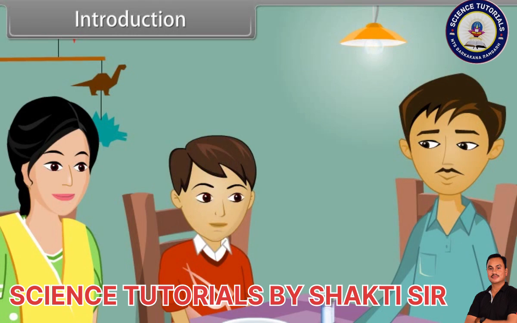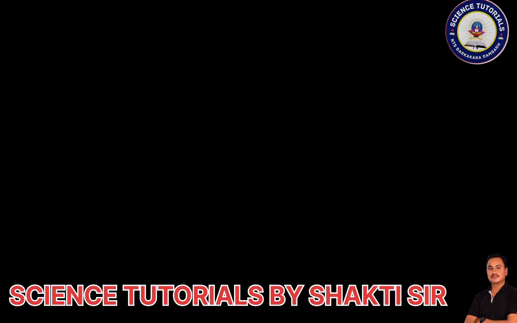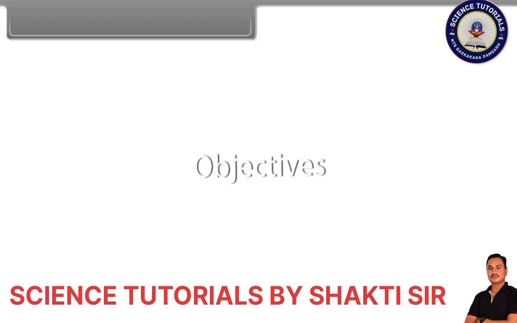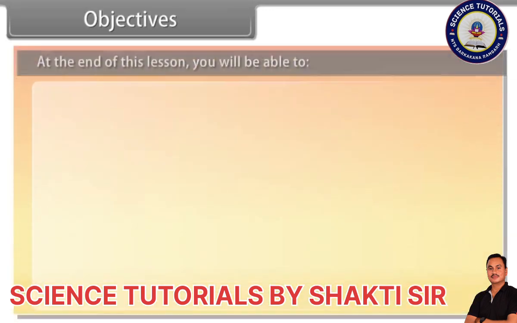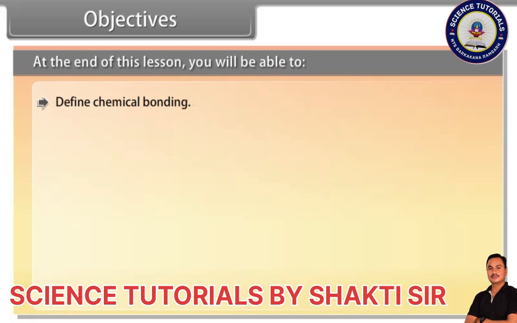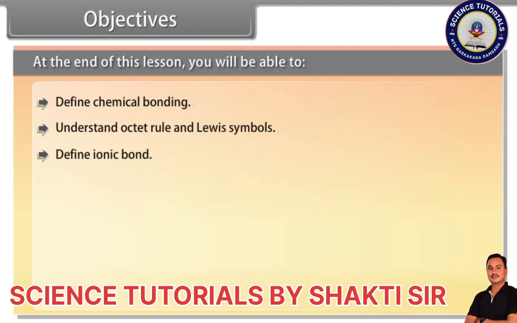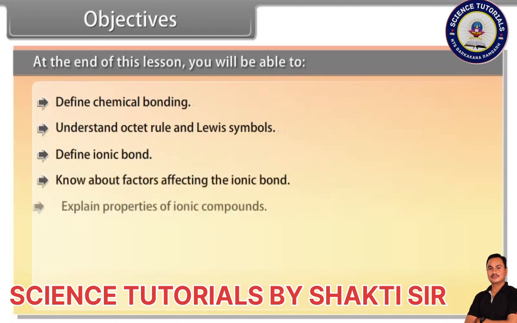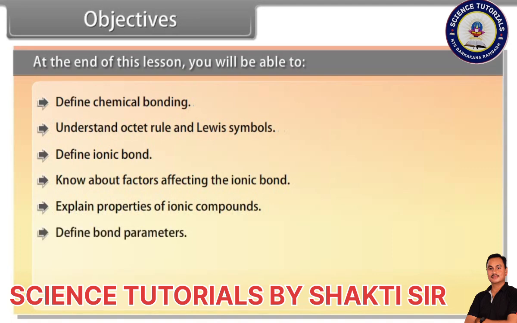Students, today we will study more about chemical bonding and molecular structure. Objectives. At the end of this lesson, you will be able to define chemical bonding, understand the octet rule and Lewis symbols, define ionic bond, know about the factors affecting the ionic bond, explain properties of ionic compounds, define bond parameters, describe resonance structure, and know about polarity of bonds.